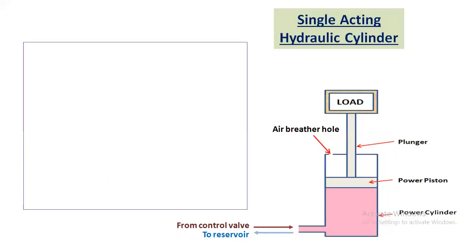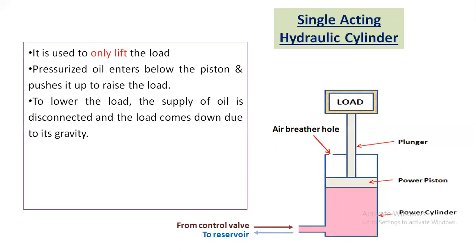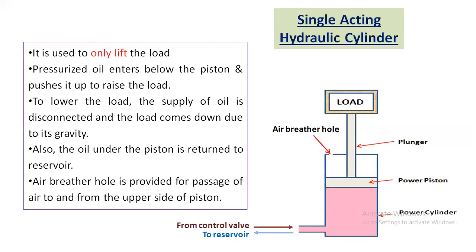So let's talk about single acting hydraulic cylinder. Single acting hydraulic cylinder has only one opening and it is connected to direction control valve. When the load has to be lifted, the pressurized oil from control valve enters below the piston and the load is lifted. On the upper side of the piston, there is air and an air breather hole is there. So when piston goes upwards, the air goes outwards.